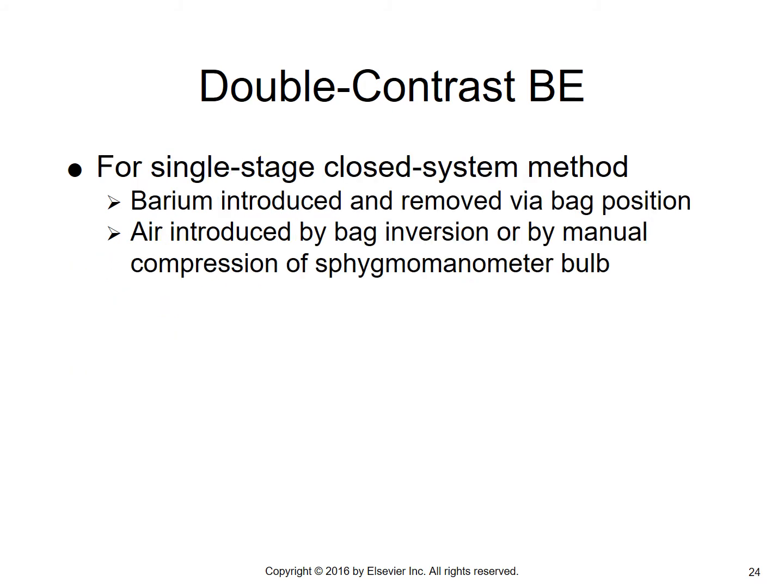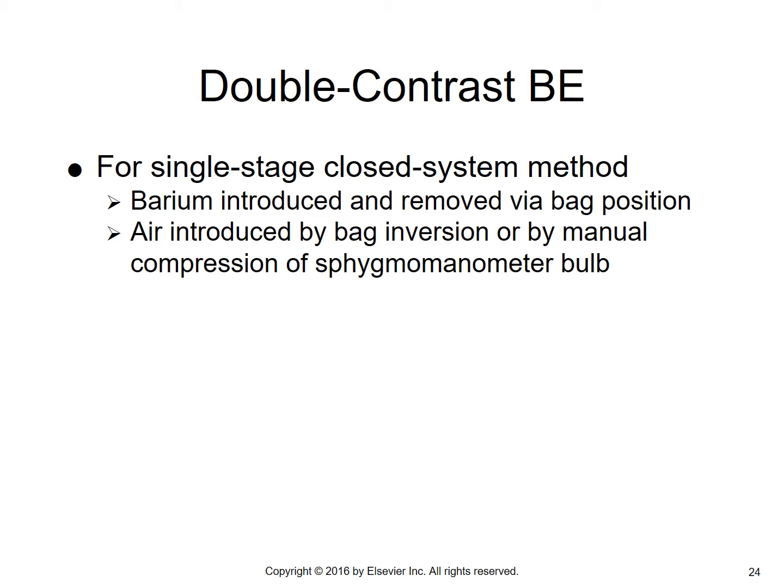For a single-stage closed system method, the barium is introduced and removed via bag position. So what that means is that the doctor is going to tell you, okay, open, the barium is going to flow to a certain point within the colon, at which point then the doctor is going to tell you to drop the bag to the floor. You're going to leave the clamp open, and what happens then is gravity is going to allow that barium to backflow from the colon back into the bag.